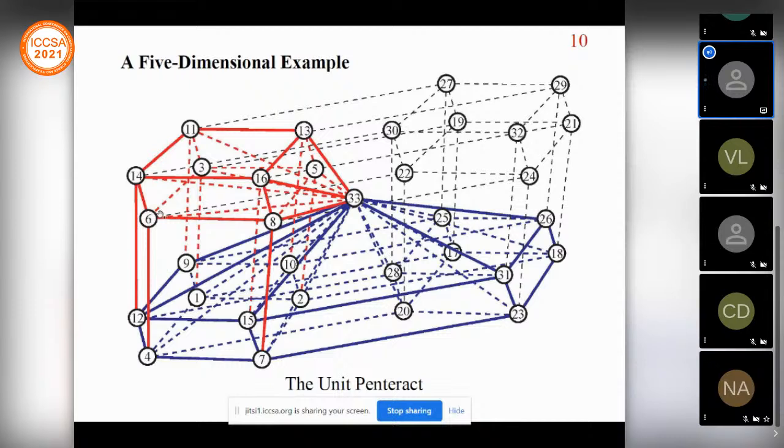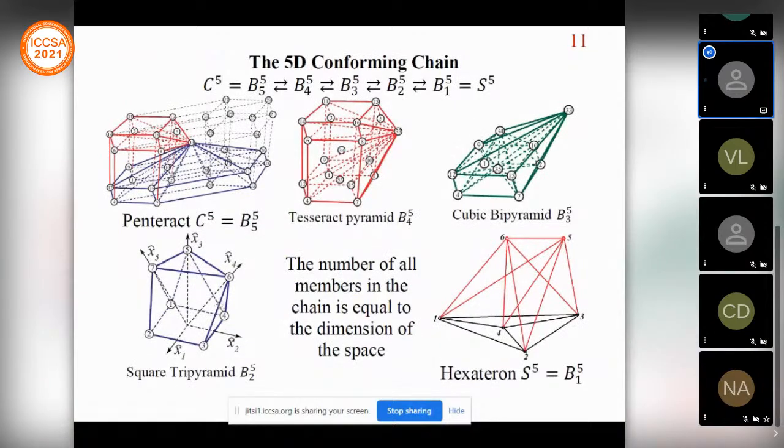The first one is presented in red. The second one is in blue, but they share this cubic pyramid over here. Continue with the 5-dimensional example. Here is the conforming chain. And each conforming chain consists of as many elements as the number of dimensions of the space. Here we have 5 finite elements.